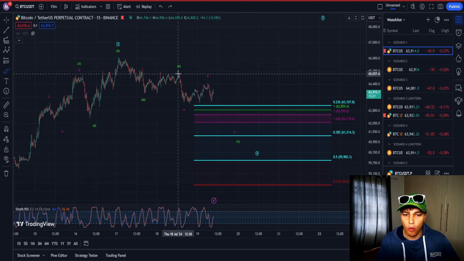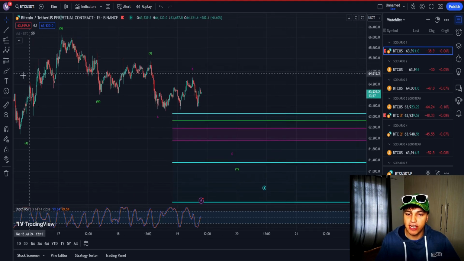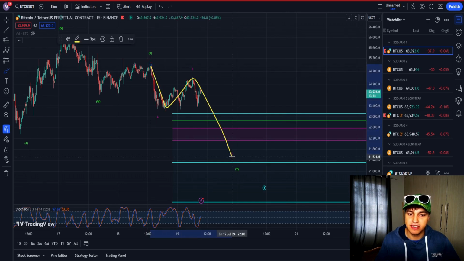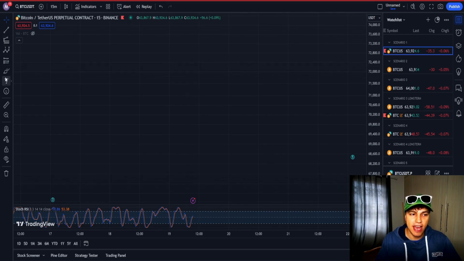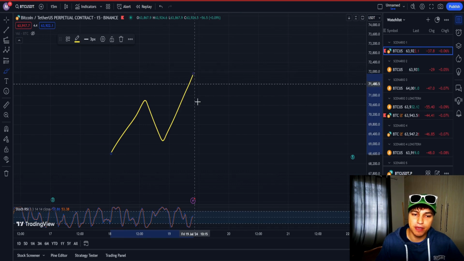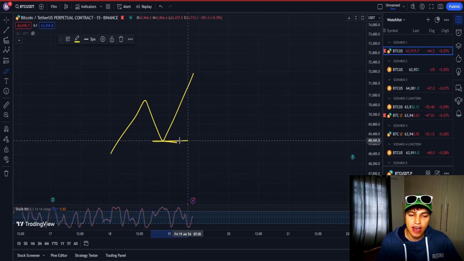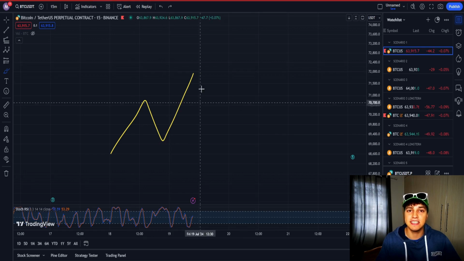So in this Y wave, we should be seeing something called a regular standard ABC. So for some education, we have a few ABC structures, but a normal one is an ABC. Often the B wave hits about the 0.618 but can extend as far as the 0.886.